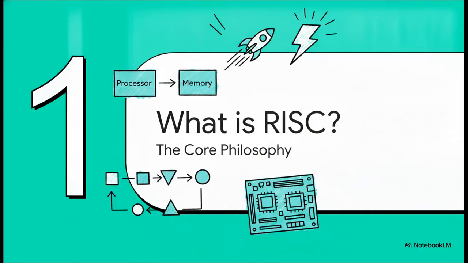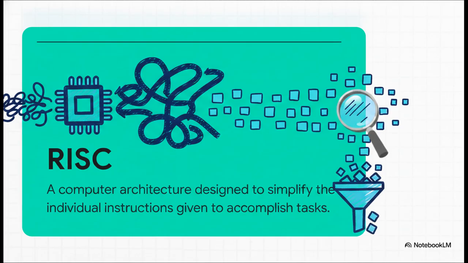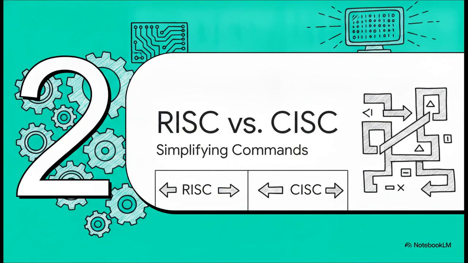Section 1. What is RISC? Okay, let's dive into this, because to understand how our devices got so incredibly fast, we really have to look at a fundamental shift in computer architecture. We're talking about RISC. You pronounce it RISC, and it stands for Reduced Instruction Set Computer. In electronics and computer science, this is a computer architecture that's completely designed around one core philosophy, which is to simplify the individual instructions given to the computer to accomplish tasks. Its entire purpose is just stripping away the bloat and making the commands the processor receives as simple and bite-sized as humanly possible.